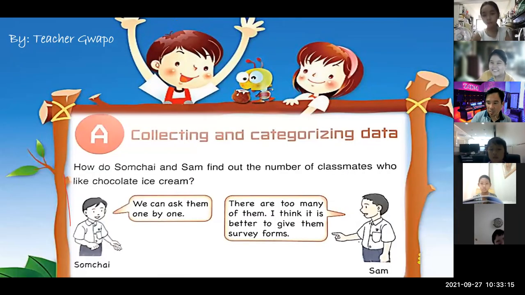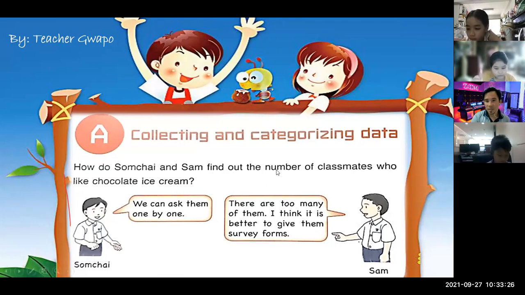Data analysis and presentation. Now you will see this one in your book. It says here, how do Somchai and Sam find out the number of classmates who like chocolate ice cream? I think everybody likes to eat chocolate ice cream, right? Somchai says, we can ask them one by one. But his friend named Sam said, there are too many of them. I think it is better to give them a survey form. So instead of asking one by one, they will just give a form.